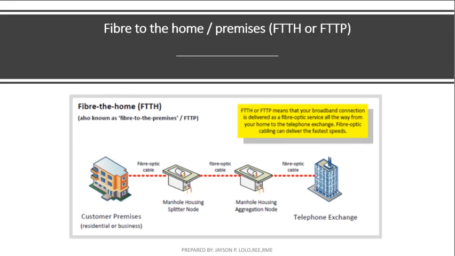So FTTH or FTTP means that your broadband connection is delivered as a fiber optic service all the way from your home to the telephone exchange. So the difference between the FTTC and FTTH is that there's no cabinet along the roadside. So there's a manhole. Commonly you can see the installation of FTTH along the San Pedro Road.